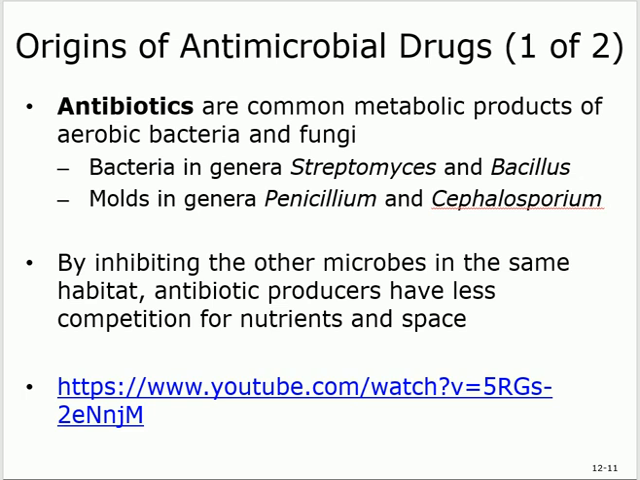Bacteria like Streptomyces and Bacillus. What's the antibiotic? Streptomyces. You will see the names. I'm not telling you to remember it right now, but you will see it, and you have to remember it at the end. Streptomyces and Bacillus are bacteria. The antibiotics are streptomycin and bacitracin. Penicillium and Cephalosporium are molds. These are fungi. What are we going to call the antibiotics that come from those? Penicillin and cephalosporin. Okay?